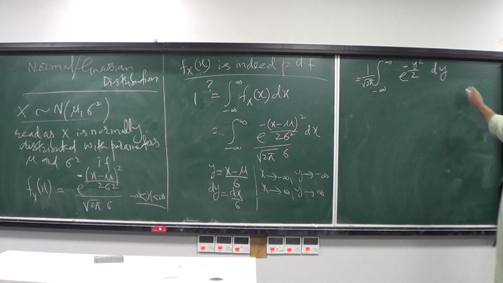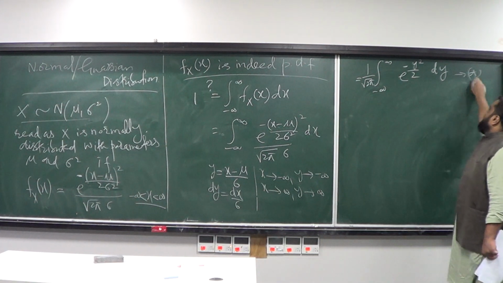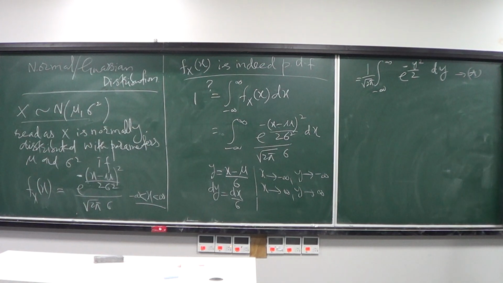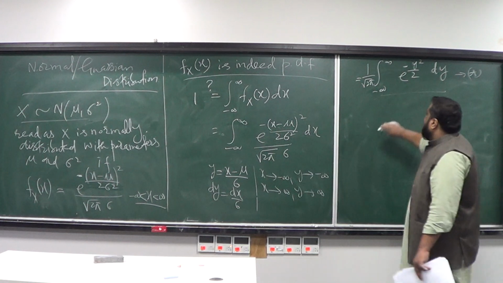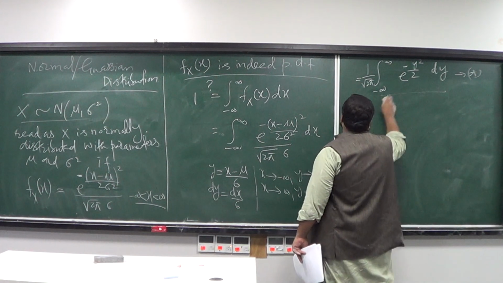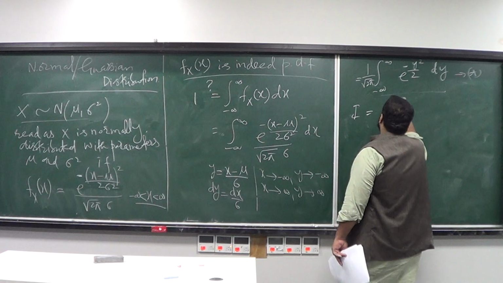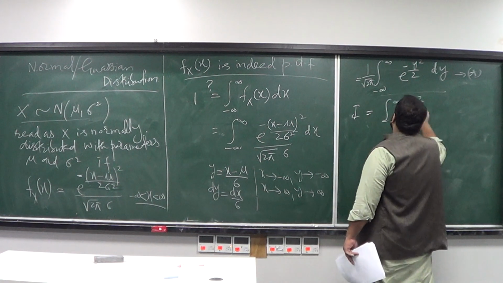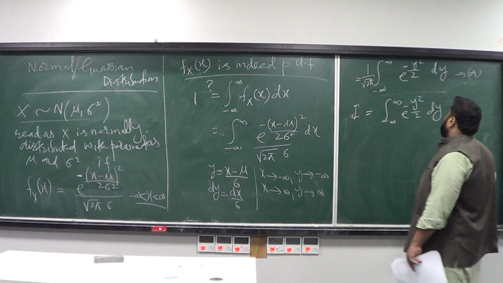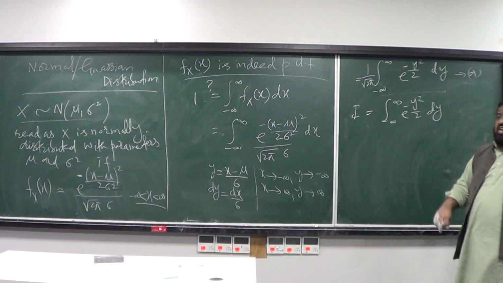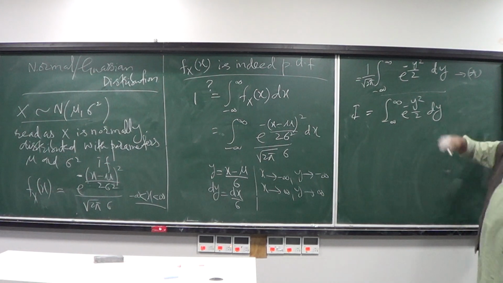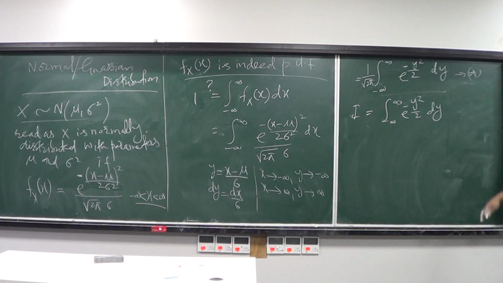Okay, let's call this integral star, and I want to compute it. This integral is called the Gaussian integral. Let's give this integral a name: I is the integral from minus infinity to infinity of e to the minus y square by 2 dy. Now I want to find the value of I and then substitute it here so that I can see whether I get 1 or not.